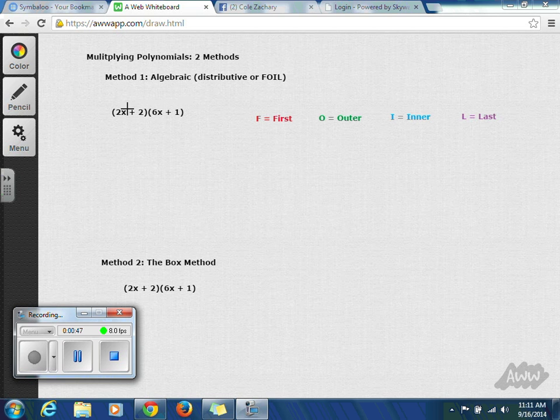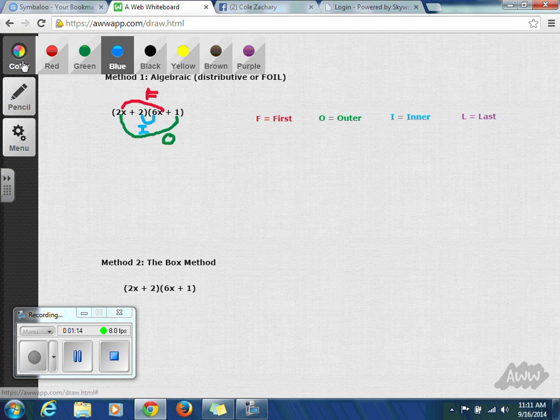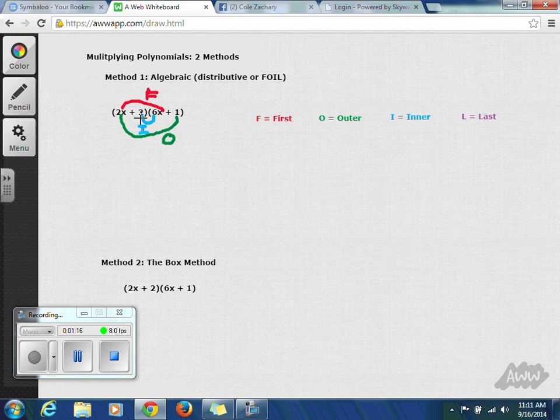F stands for first, which means that we would be multiplying the first two terms in an equation. O stands for outer, which means that we would be multiplying the outer two terms in an equation. I stands for inner, in this case, 2 and the 6x. And L stands for last, which means that we would be multiplying the numbers 2 and 1 together. So let's demonstrate how this works.